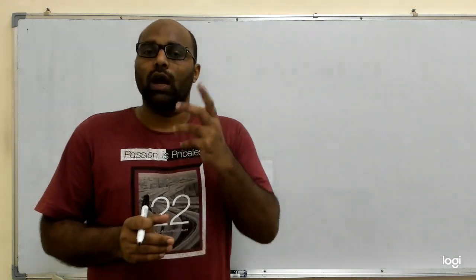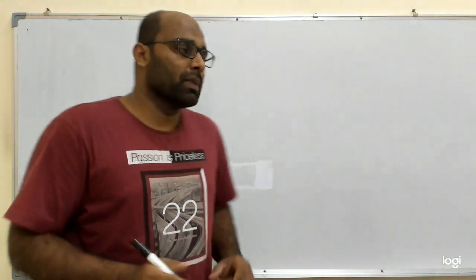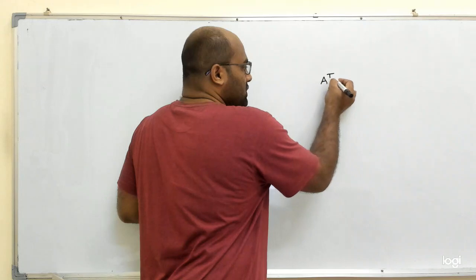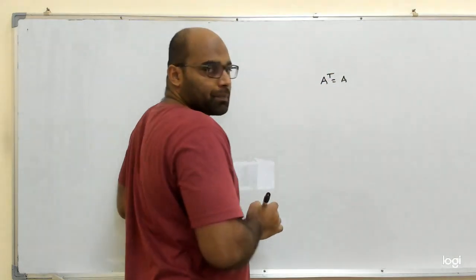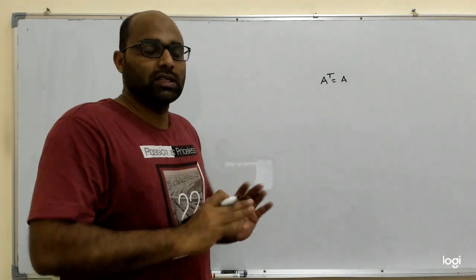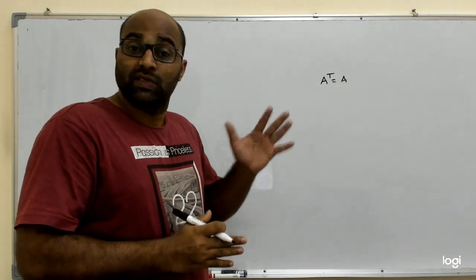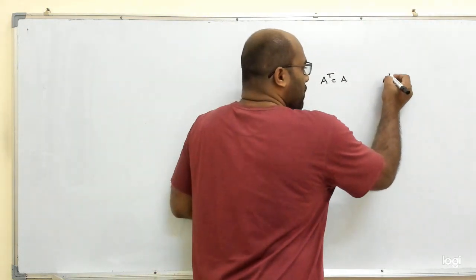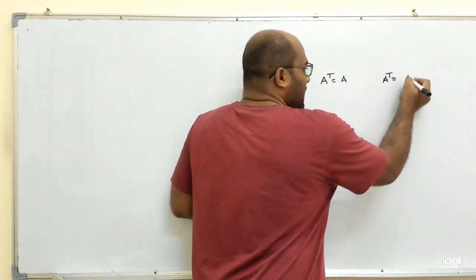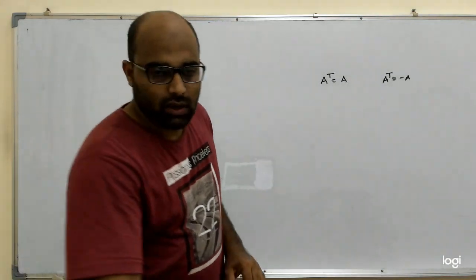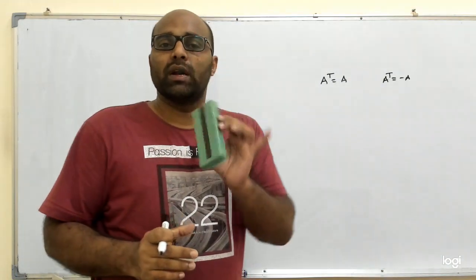A small idea I'll tell you. The symmetric matrix definition is: a matrix is symmetric if its transpose is the same matrix. What do you mean by skew symmetric? A matrix is skew symmetric if A transpose is the negative of that matrix.